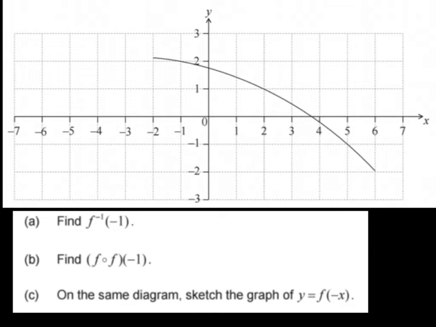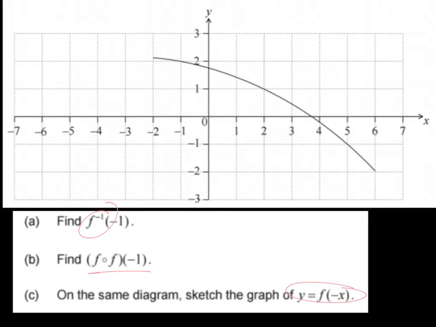In question 2 then we're looking at functions, and more specifically in part A we're looking at inverse functions, part B we're looking at composite functions, and part C we're looking at transformations of functions. So in part A then, find the inverse of -1.